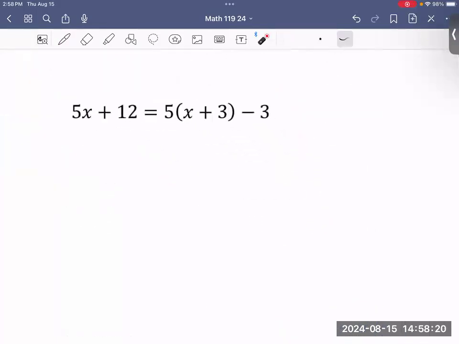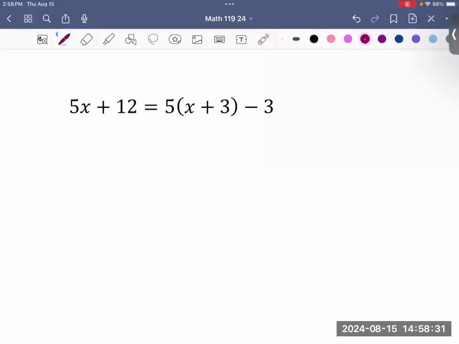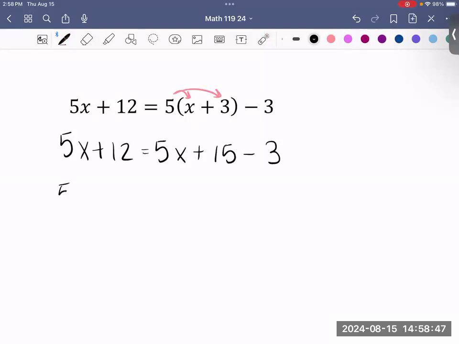So to kind of extend that, let's take a look at this next one. 5x plus 12 is equal to 5 times x plus 3 minus 3. So again, see if you can pause the video and try this one out on your own. First thing, let's go ahead and distribute that 5. And then go ahead and combine your like terms.